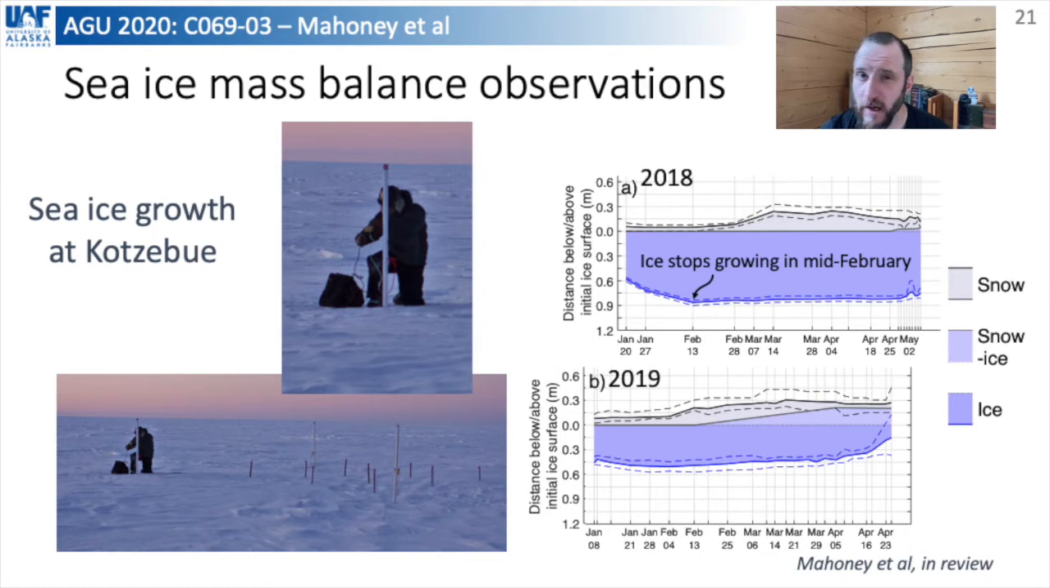In 2019, we were surprised to see the ice stopped growing even earlier in the year, and in fact began melting at the base throughout February and March. We also saw a substantial flooding of the snowpack, which froze to form a layer of snow ice above the original ice surface.